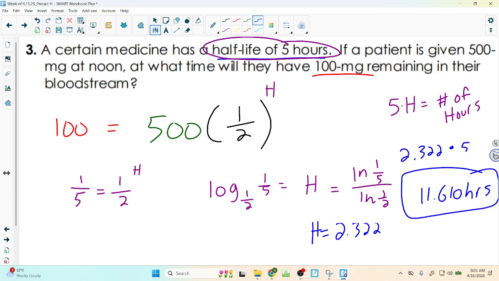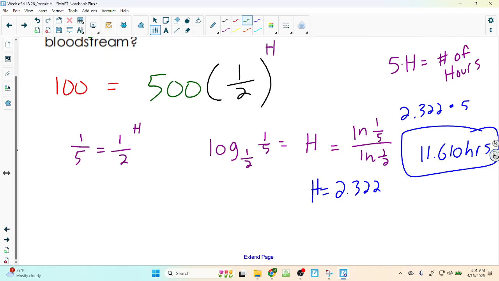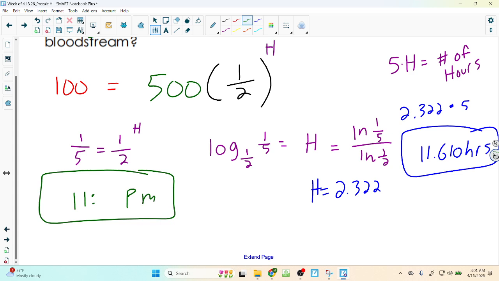Oh, I'm so sorry. So they said at noon, right? So this is good, but they actually want more to this, right? They said they were giving it at noon. So now it's 11, so it's 11 something p.m., correct? How do we figure out that? I guess we would just do 0.610 times 60, right? 60 minutes.